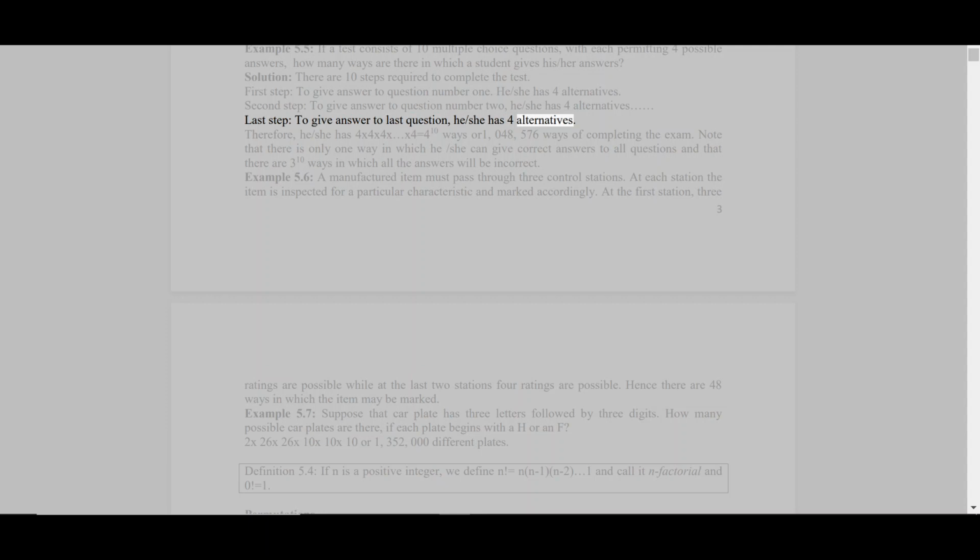He or she has 4 alternatives. Therefore, he or she has 4 x 4 x 4 x ... x 4 equals 4^10 ways, or 1,048,576 ways of completing the exam. Note that there is only one way in which he or she can give correct answers to all questions and that there are 3^10 ways in which all the answers will be incorrect.